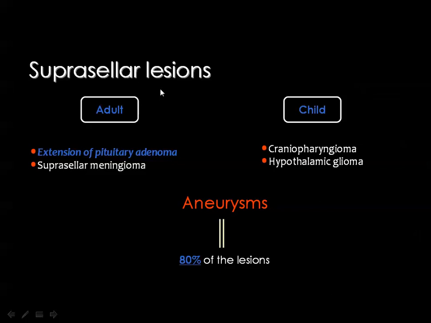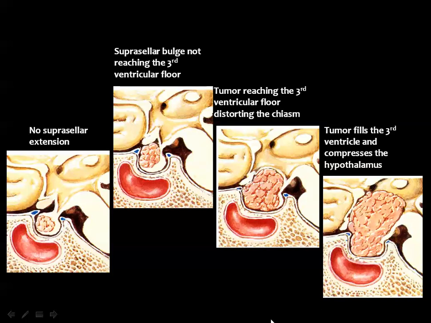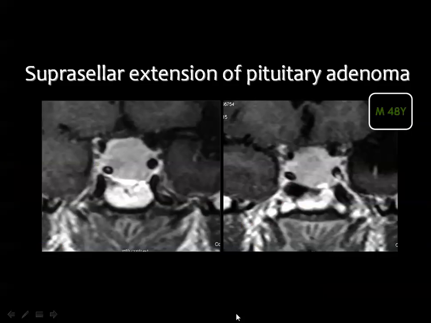Then in cases of adults, the most common suprasellar lesion seen in adults is the extension of the pituitary adenoma. You remember that the usual, or the most common, extension of the pituitary adenoma is through the suprasellar area. First it will obliterate the suprasellar cistern, then it will compress the chiasm, and then it will compress the hypothalamus. And this is an example, you remember, from the first part of this talk.